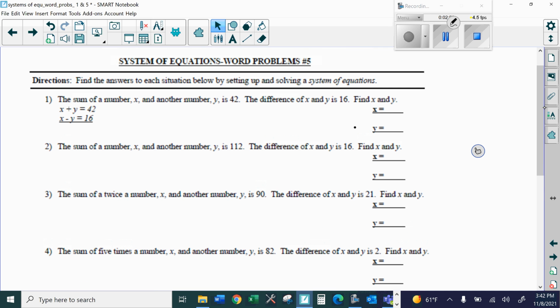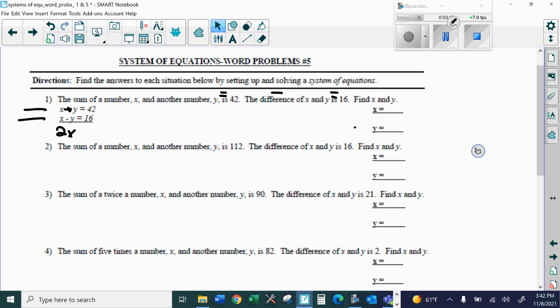The sum means the answer to an addition problem. So we're adding x and another number y, so that's why it says x plus y equals 42. So that's the first equation. The second one says the difference, which means subtraction, of x and y: x minus y equals 16. That's my second one. Now it's nicely set up so that I can just add straight down and eliminate the y's.